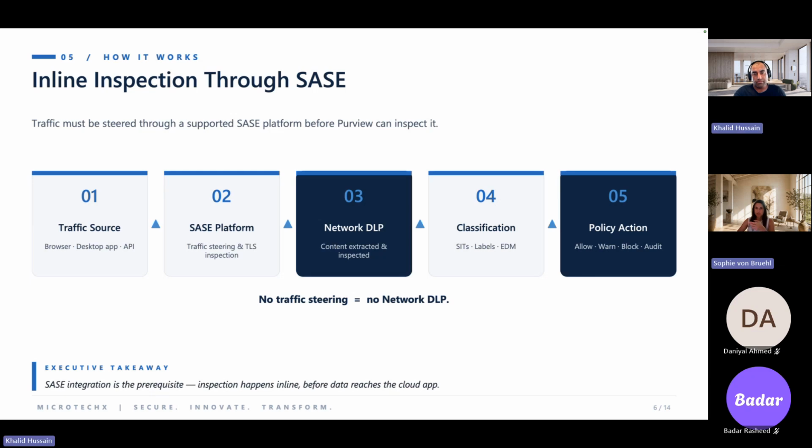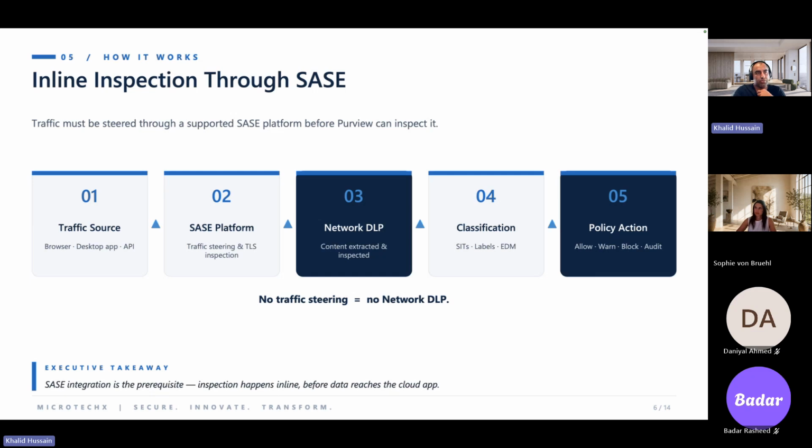So what you're saying is that from step 1 to step 3 it's network DLP, and after this layer of network inspection, it's just data loss prevention. So you need the same SITs, labels and EDM that you need for all the other policies as well. Yes. And the actions are also the same. So you can just enhance your DLP setup with this solution. Yeah, agreed.